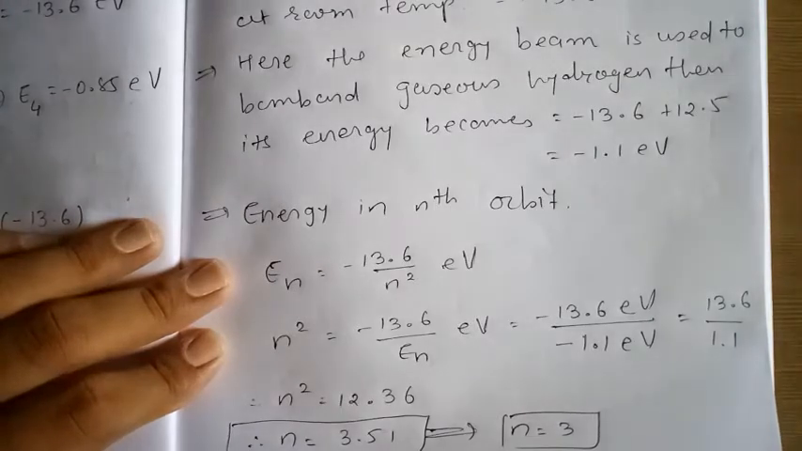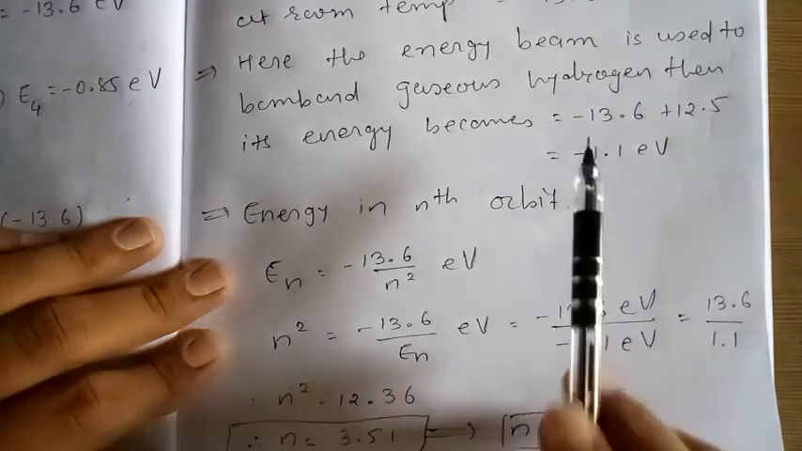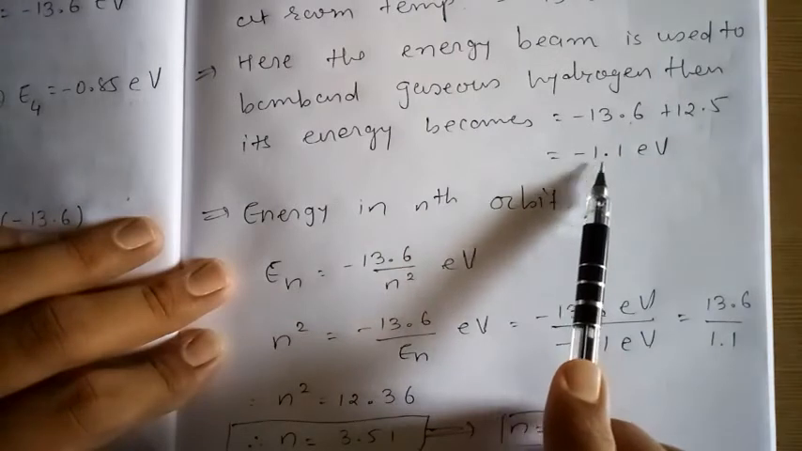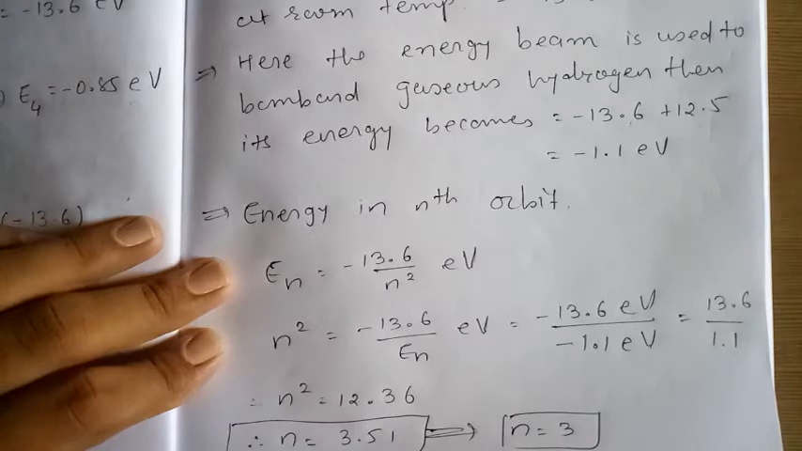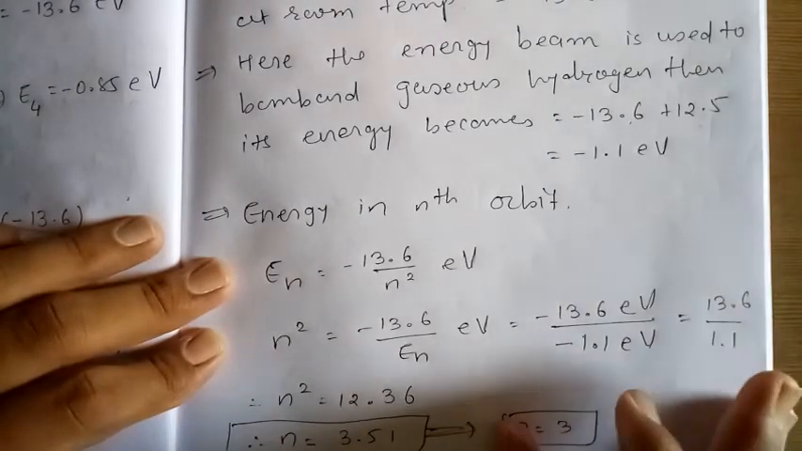Again see, here the energy beam is used to bombard the gaseous hydrogen, right? The energy is 12.5 eV, so the remaining energy is minus 13.6 plus 12.5, so the remaining energy is minus 1.1 eV. So to find out the wavelengths, we have to find out the value of n. So to find out the value of n, we use the energy in the nth orbit. En is equal to minus 13.6 upon n square eV. So n square is equal to minus 13.6 upon En. So we get n is equal to 3.51. So the possible orbit will be 3.